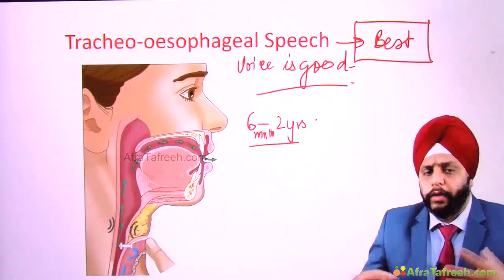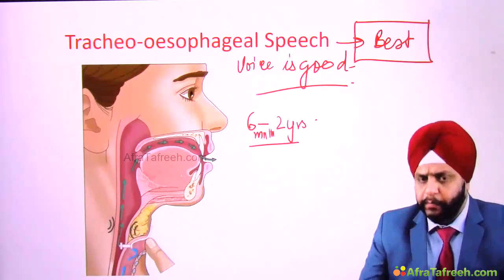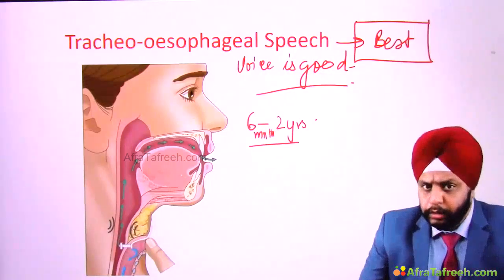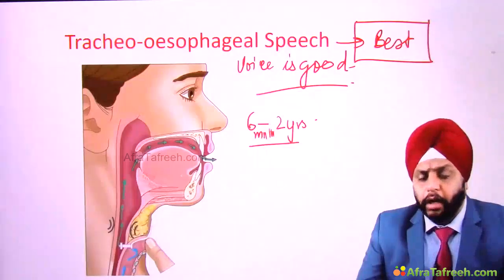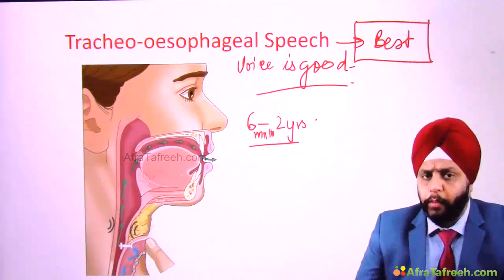Otherwise, the fungus will grow. There will be infection around it. It will cause a tracheoesophageal fistula. Okay, and the food will start coming into the trachea. The patient will have aspiration, a lot of problems.